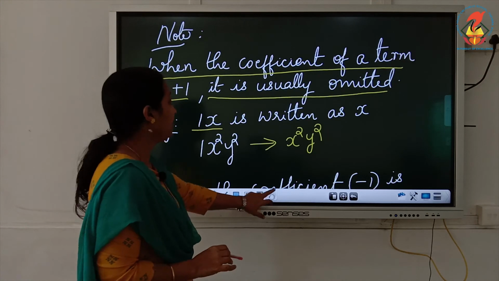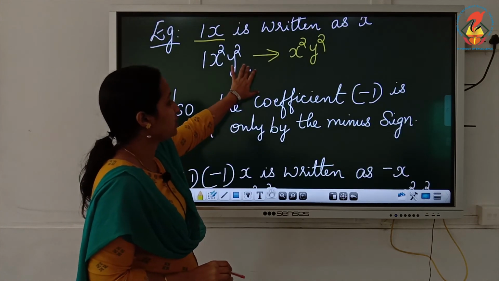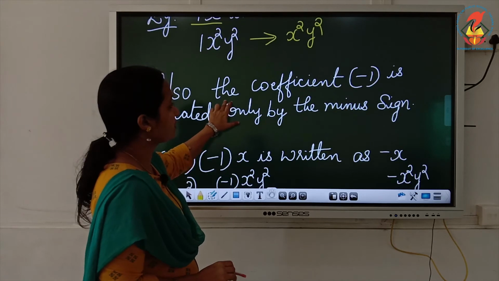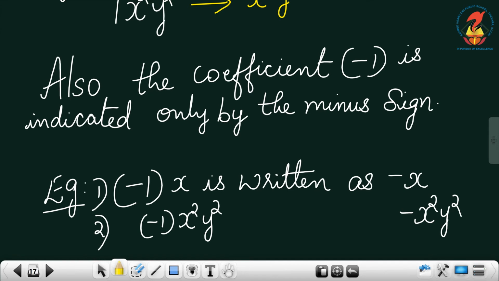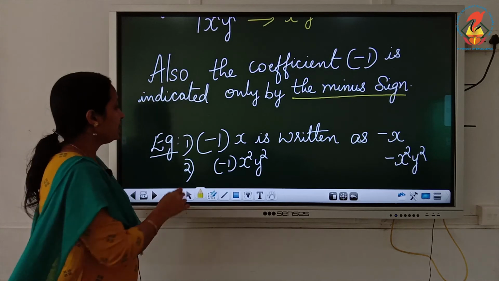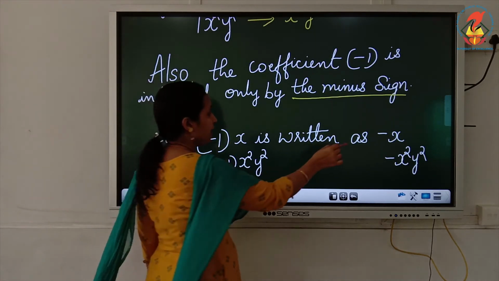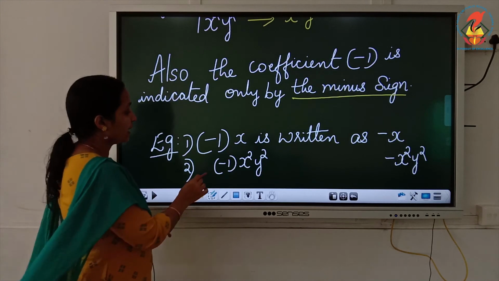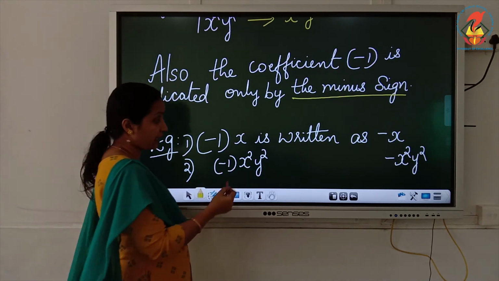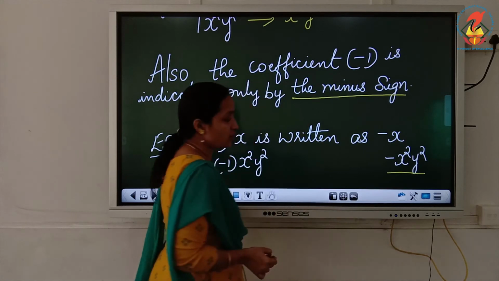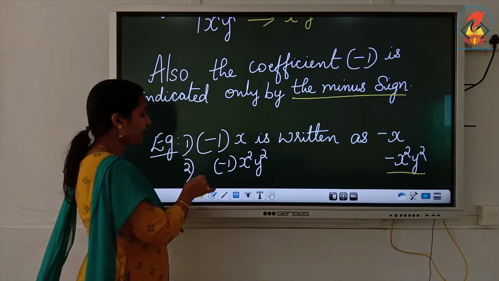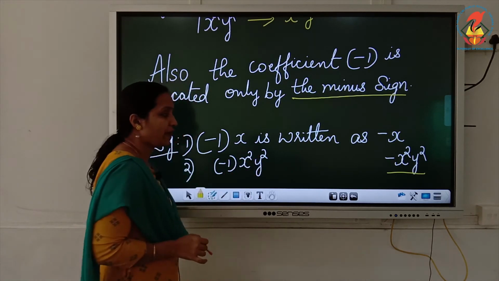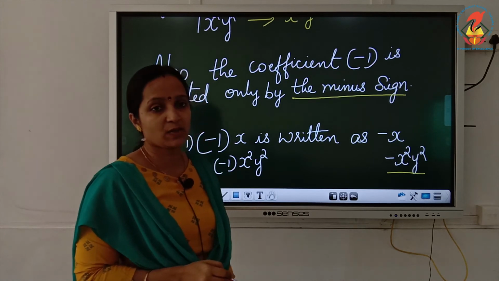In the same way, if there is negative 1, we will represent it by using a minus sign. The coefficient of negative 1 is indicated by a minus sign. That means negative 1x, we will write as negative x. In the same way, negative 1x square y square is written as negative x square y square.